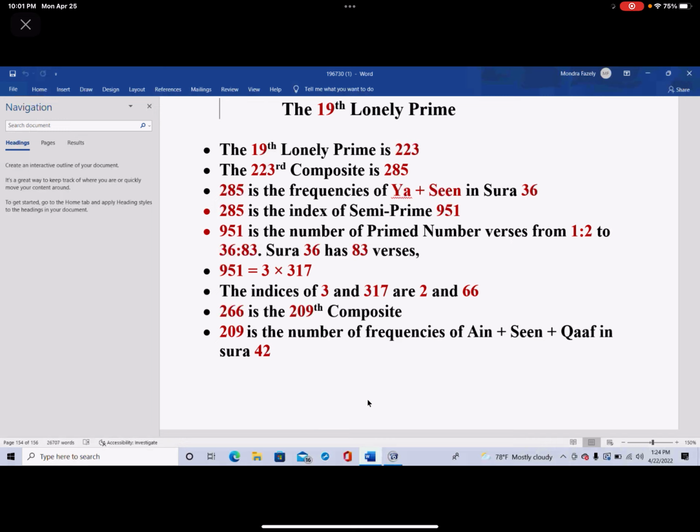And 2917 happens to be the 11th permutation of 1279, and the 19th permutation of 1279 is 9127. Chapter 9 has 127 verses. But also, 11 and 19 are the factors of 209. That means 11 times 19 is 209. So from a table of permutation, you get the number of Ain Sin Qafs in chapter 42. And that is amazing.